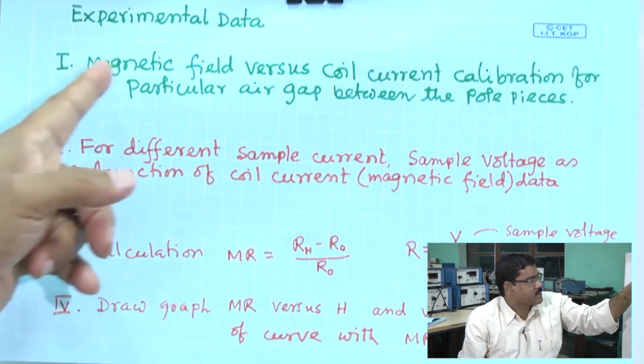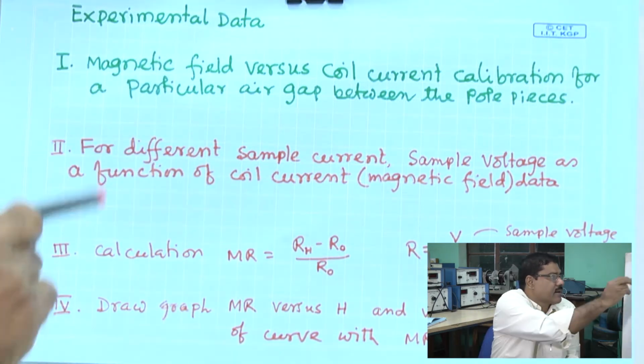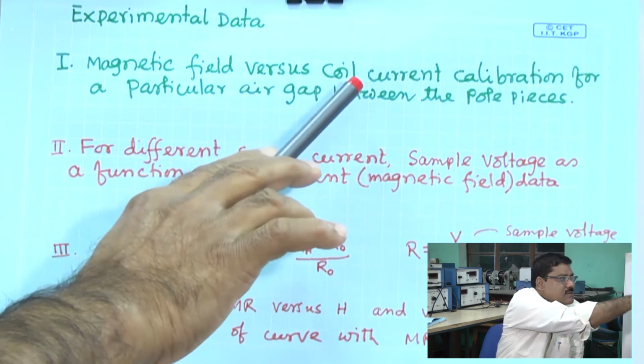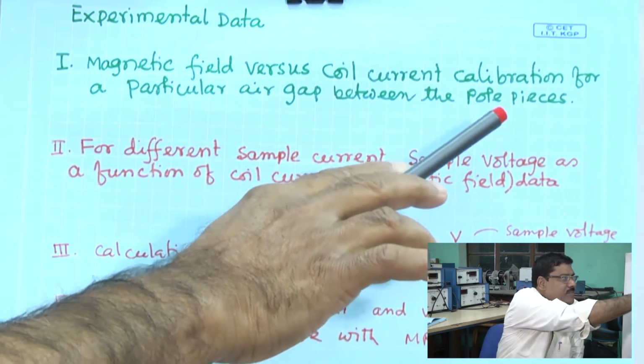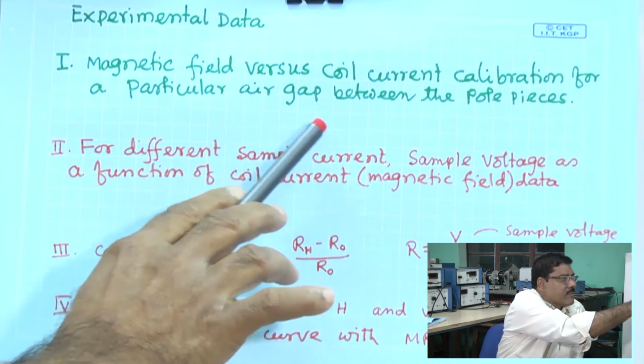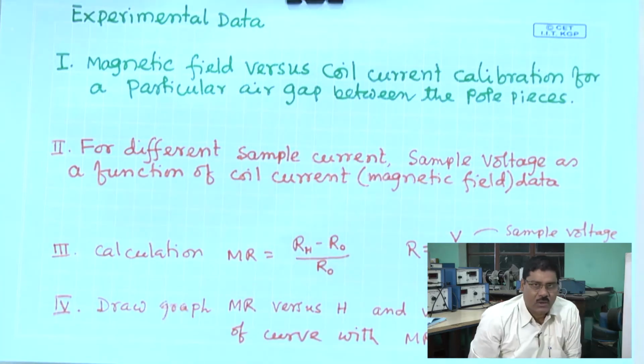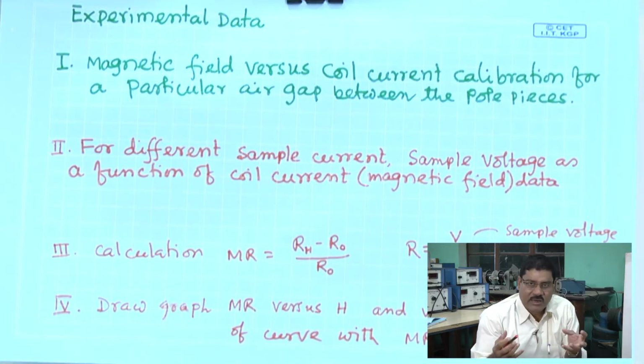So, first, magnetic field versus coil current calibration for a particular air gap between the pole pieces. So, electromagnet, you know already, I have discussed.